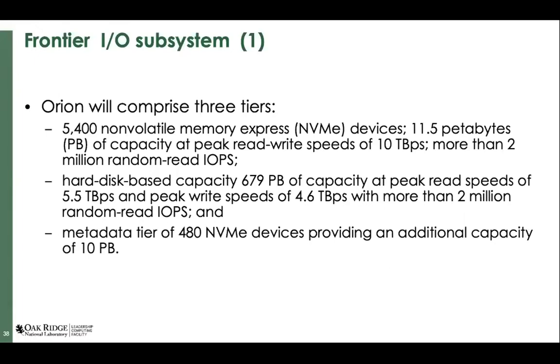Now, it also has a hard disk capacity tier of 47,700 perpendicular magnetic recording devices, which provide 679 petabytes of capacity at peak read speeds of 5.5 terabytes per second, and a peak write speed of 4.6 terabytes per second, with more than 2 million random read I/O operations per second.